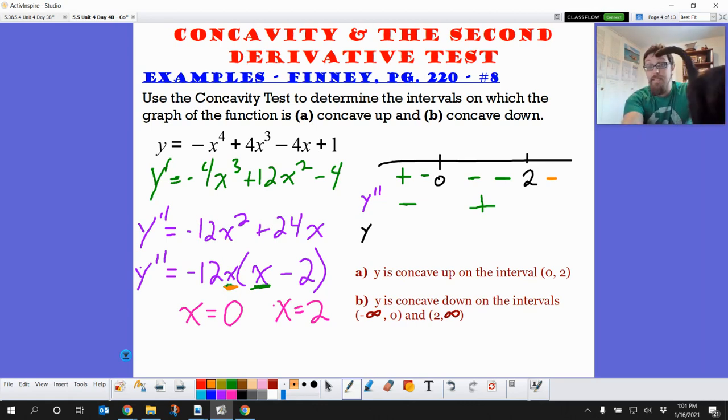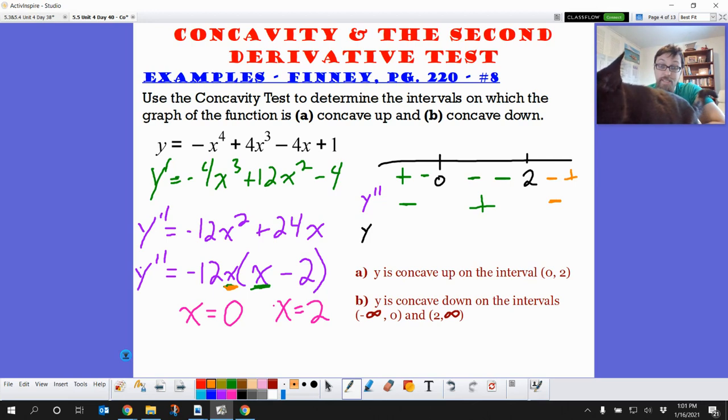And then 10 minus 2 is also going to be positive. So, well, not also, I don't know. So that's going to be negative. So based on this, since we're negative, the areas where we're negative, we are going to be concave down. So you'll often see that abbreviated as CCD for concave down.